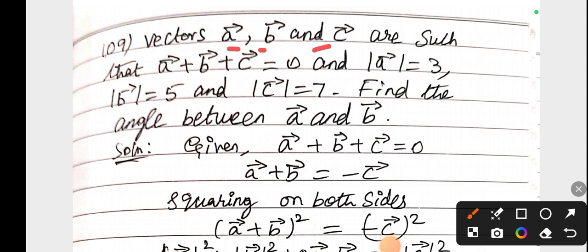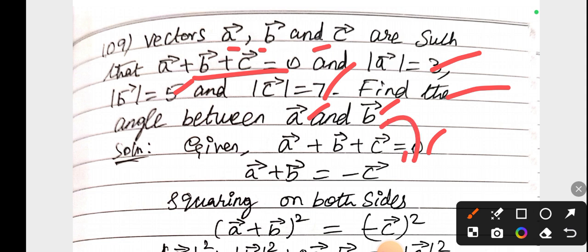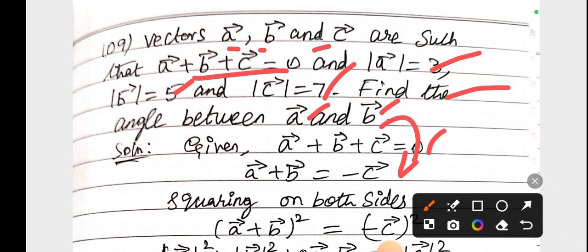A vector, B vector, C vector, such that A plus B plus C is 0. Magnitude of A is 3, magnitude of B is 5, magnitude of C is 7. Find the angle between A vector and B vector. So, A vector plus B vector plus C vector equals 0. Plus C vector goes to the other side, now minus C vector. And you just go for squaring on both sides.